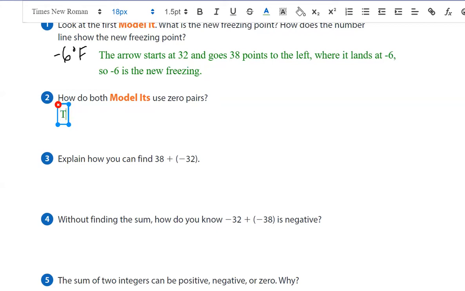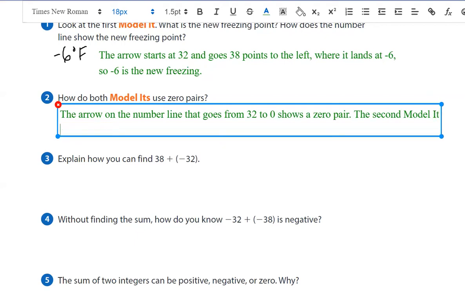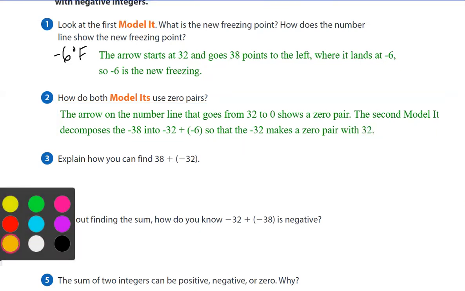Let's see. The arrow on the number line that goes, is number line 2 words? Yes, it is. The arrow on the number line that goes from 32 to 0 shows a 0 pair. And I'll make that a new sentence. The second model decomposes the -38 into -32, -13, for goodness sakes, plus -6, so that the -32 makes a 0 pair with 32. There we go. And you know what? I like that answer better than the one in the book, so I get a gold star.